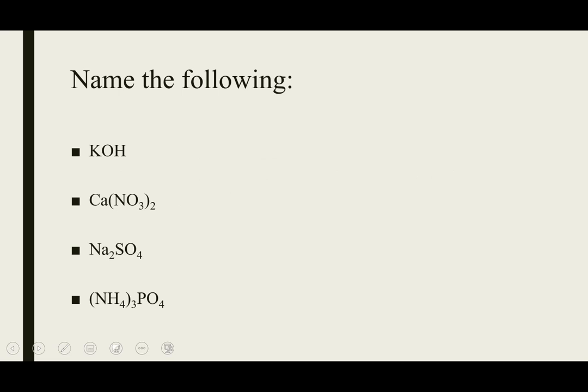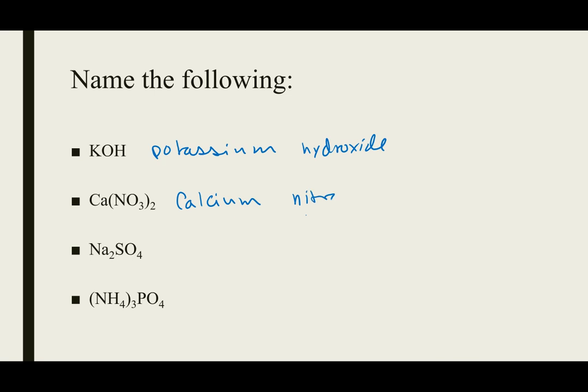So KOH, cation is potassium. Anion is hydroxide. So just potassium hydroxide. Next one, cation is calcium. Anion is nitrate. So just name it. And just like before, we don't have to do anything to indicate there's 2 nitrates. Chemists understand that based on the name calcium nitrate and balancing of charges.